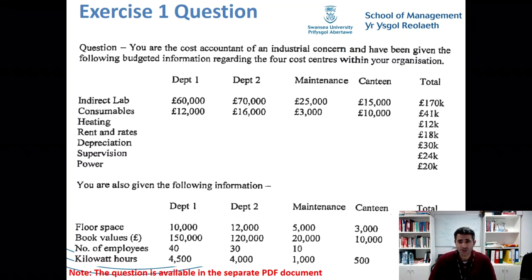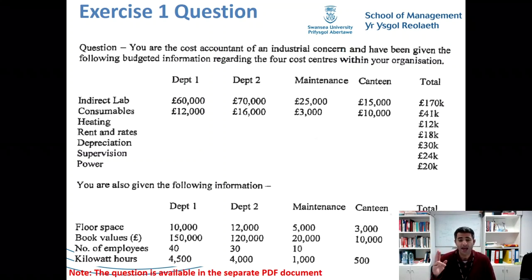If you look at this question, you will see that it has 4 departments. We have department 1 and 2, and they are classified as production departments. Can you see? And we also have 2 non-production departments, or service departments. We call them maintenance and canteen. So far we have 2 production departments and 2 non-production departments.